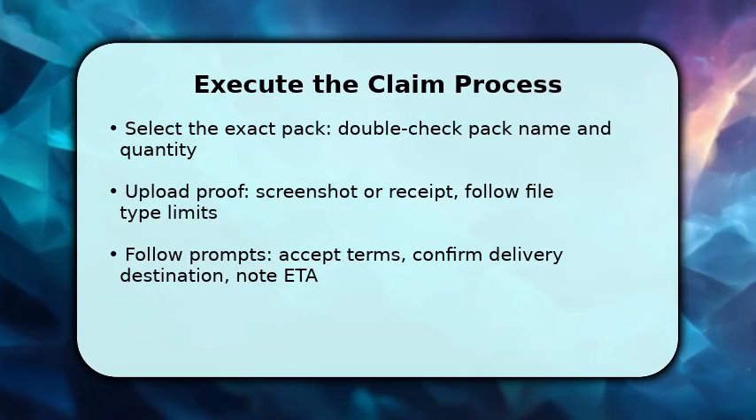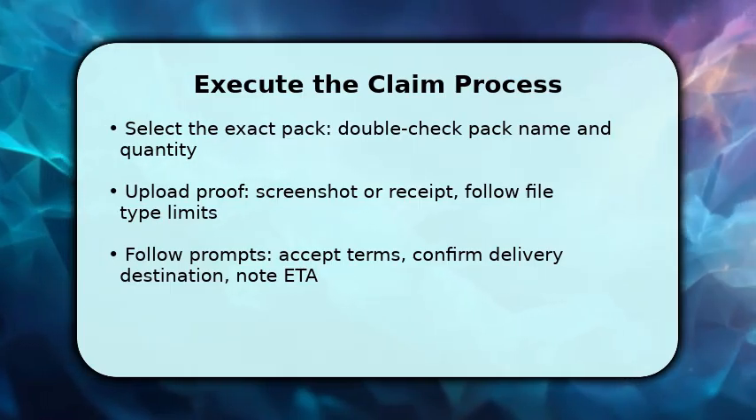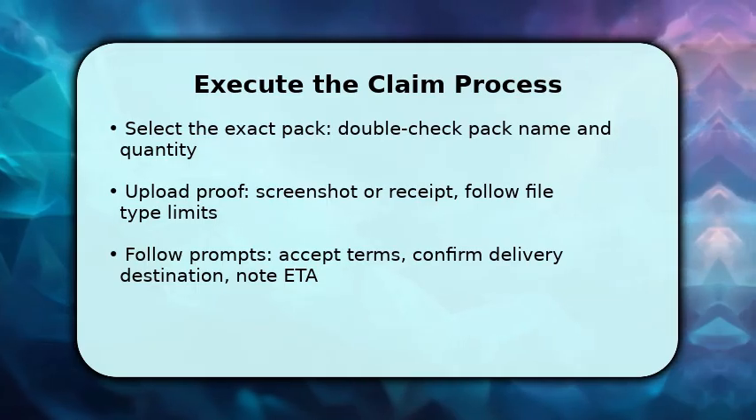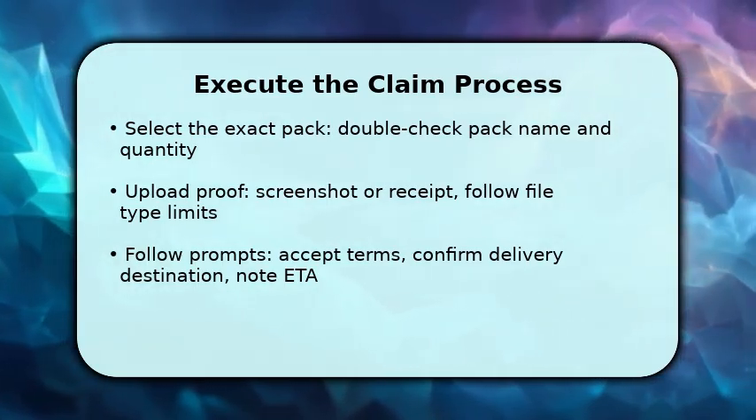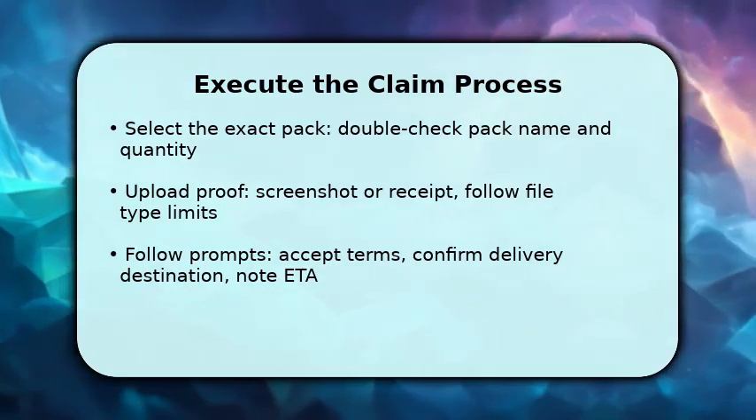You now perform the core claiming actions precisely. Select the exact Spotlight pack name and quantity to avoid wrong deliveries because corrections take time. Upload required proof, screenshots or receipts, and ensure they meet file type and size limits. Validation happens automatically or by support.